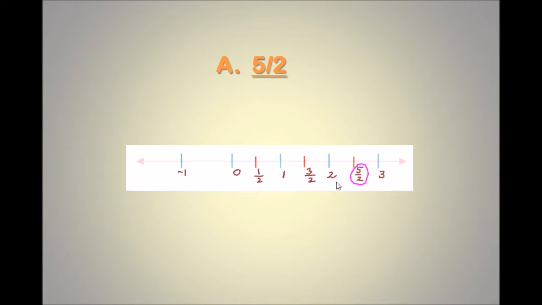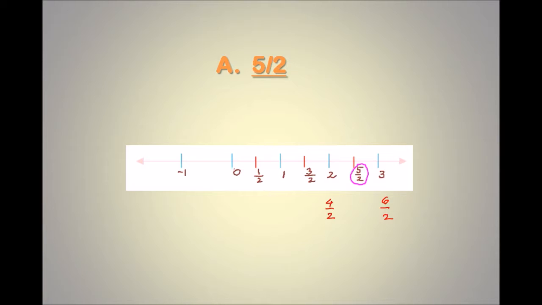Now 2 can be written as 4 by 2. Since we are having the denominator as 2, we will be having the denominator as 2 for every number. So the numerator becomes a 4 for this integer 2 and it is a 6 for the integer 3. So this mark is the midway between 4 by 2 and 6 by 2. So obviously it is 5 by 2.